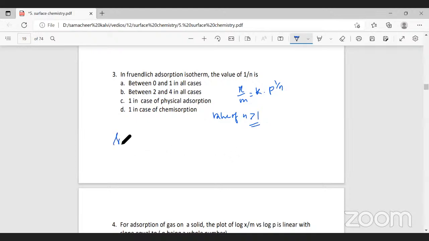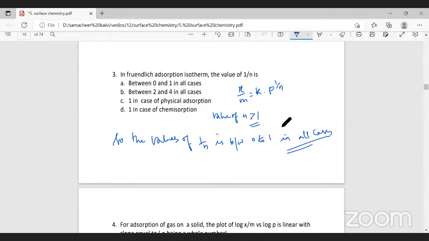So the value of 1 by n is between 0 to 1 in all cases. So the value of 1 by n, what is it between? 0 to 1. So hence the answer for this question is option A.